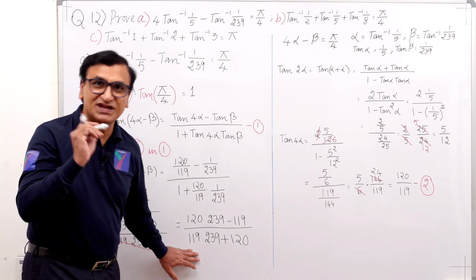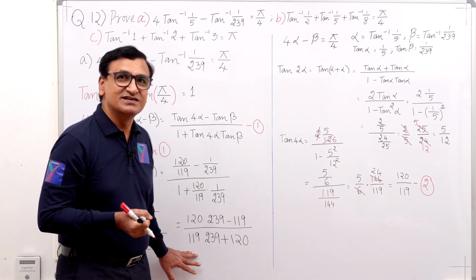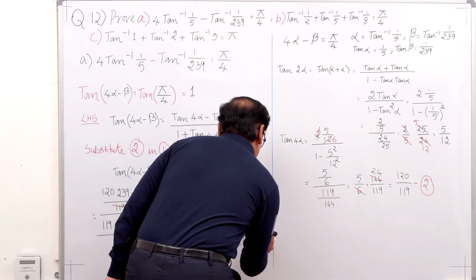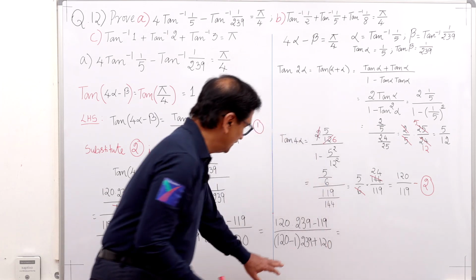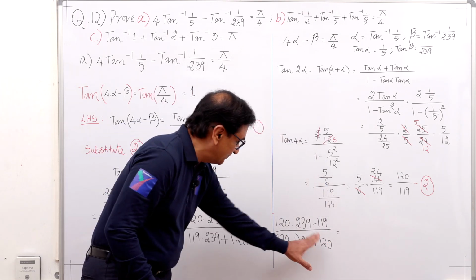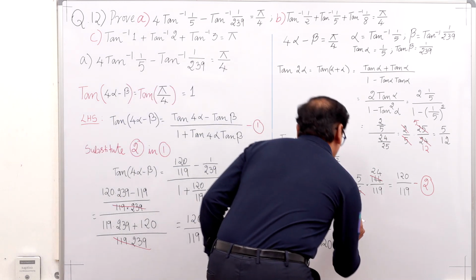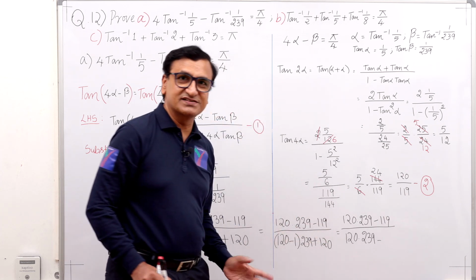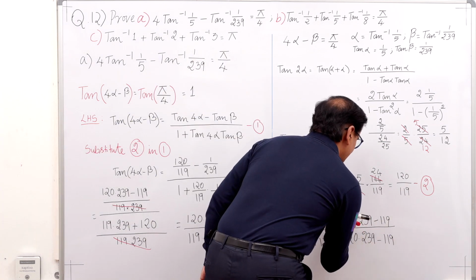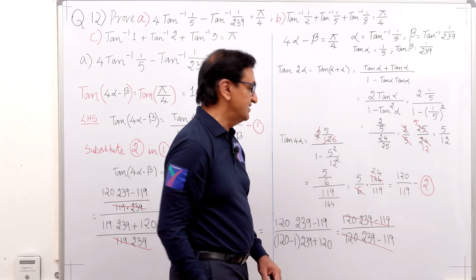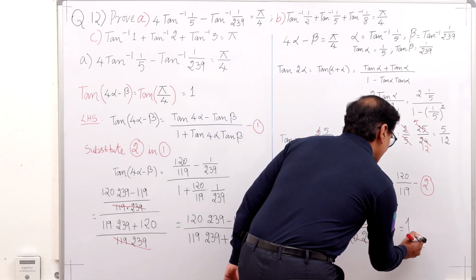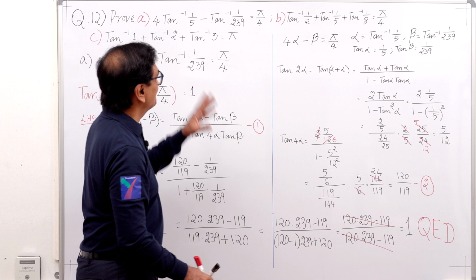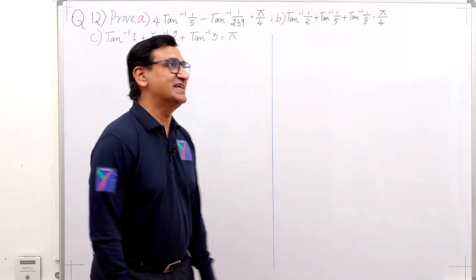Now, can I write 119 as 120 minus 1? Because it is one and the same. 119 is 120 minus 1. So let's write it that way. Now let me remove this bracket and multiply 239 inside throughout. So we have minus 239 plus 120, which is minus 119. So these two get cancelled, and it equals 1. So that's the proof. Let's go to question B.